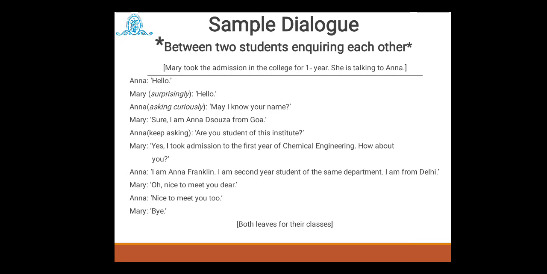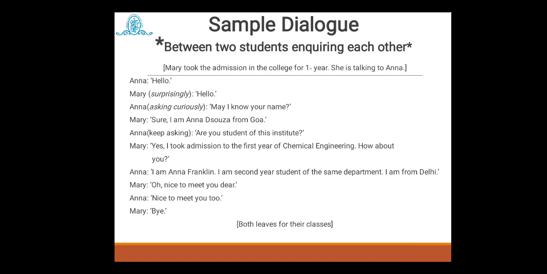Now, after that, how are the dialogues going to develop? After reading this background, you can prepare your mind for what is going on next. So Anna says here, hello. Mary very surprisingly says, hello. Surprisingly, because she is very new to this college. So you can use emotions here, and emotions can be written in the bracket. You can use italics also. Write it in a slanting way, so that you can immediately realize what emotions are possessed by the speaker. Then Anna, asking curiously: May I know your name?